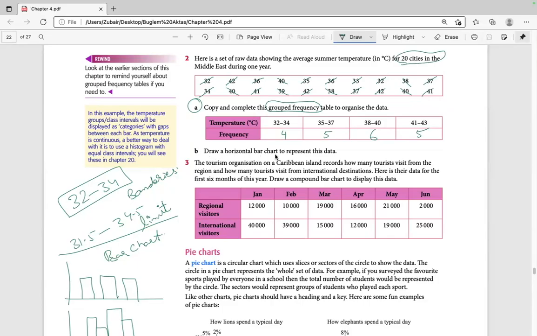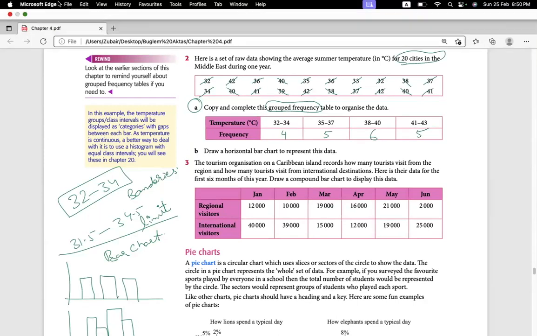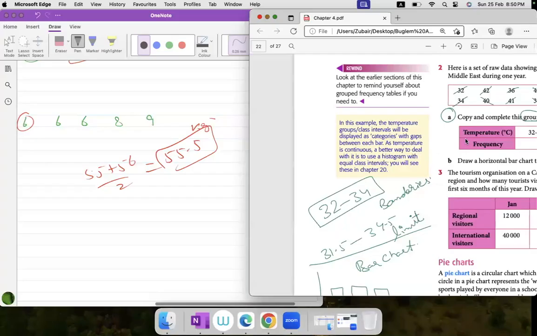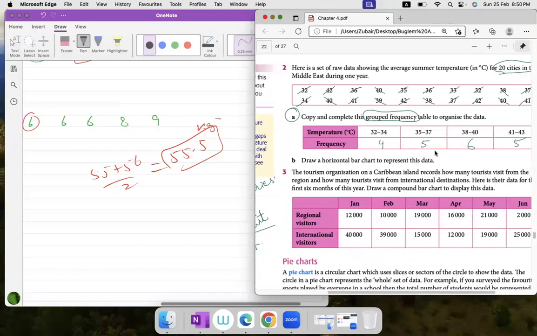Now draw a horizontal bar chart to represent the data. Horizontal bar chart. So I am going to write my categories on the y-axis.